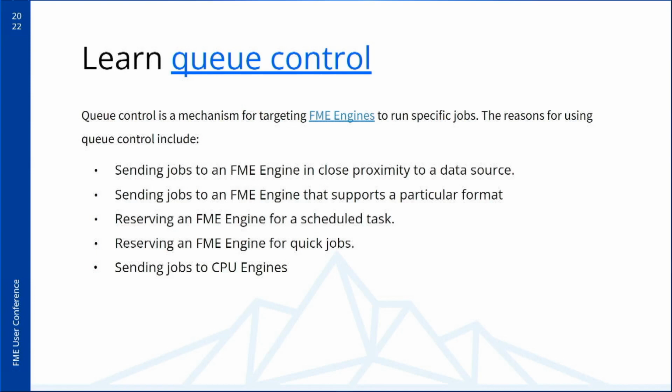Or let's say you have quick running jobs. Let's say you're accessing an API and you need that data right away. You might want to save an engine for those types of jobs so you know that they are going to run quickly and efficiently on your server. You also might want to send jobs to CPU engines, and this is all something you can do using queue control within FME Server.